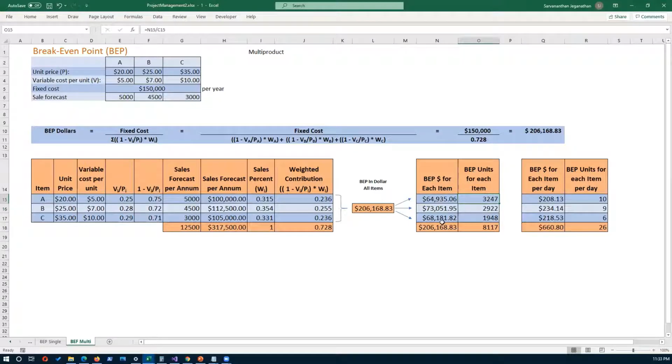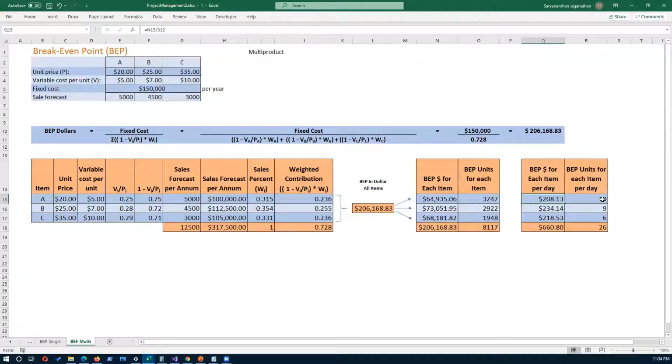Now, similarly, you can break it down further. This is for a year, because our fixed cost is per year. If you want to break this down further to a day or a month, it's a matter of dividing this. Assuming the company does business six days a week, which gives us 312 days in total, we can divide this dollar amount by 312 to find out how much we need to make from item A on a daily basis to break even.